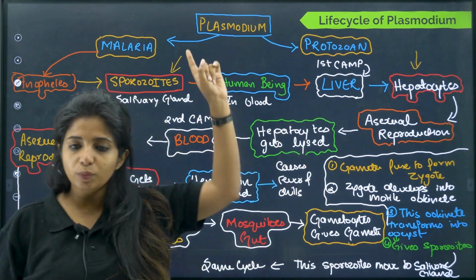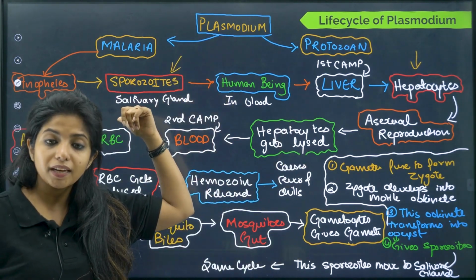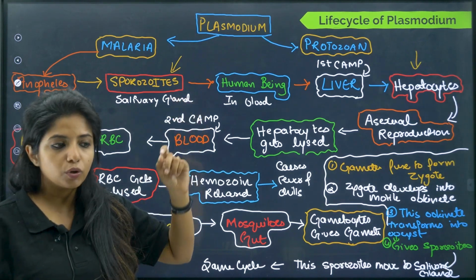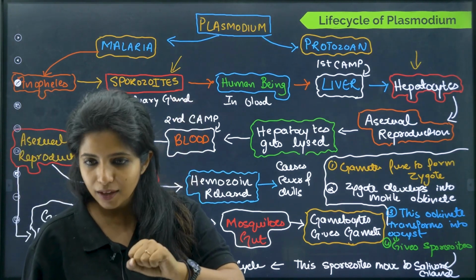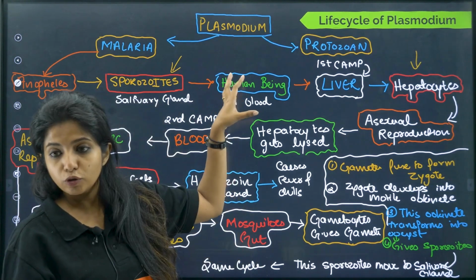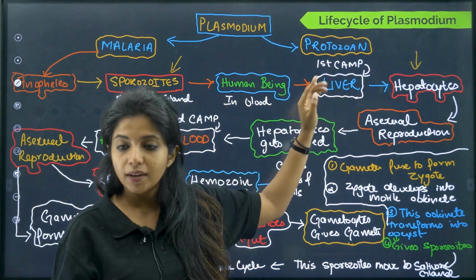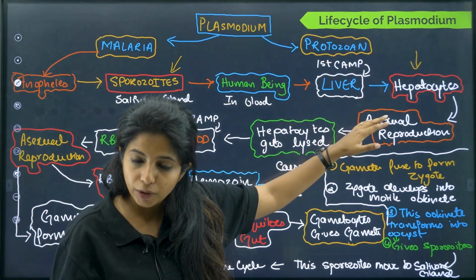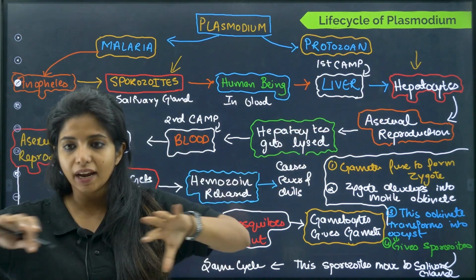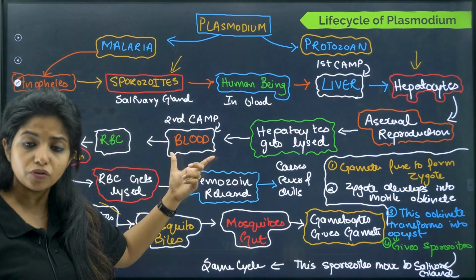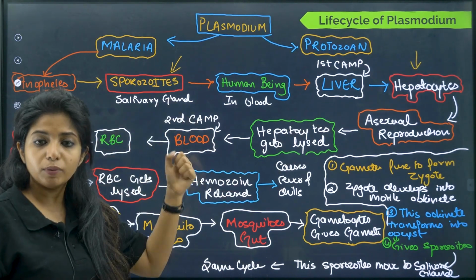I'm telling you again, Plasmodium is there in the Anopheles mosquito's salivary gland in the form of sporozoite. The sporozoite is given to the human being while the mosquito came and bit. Okay, this particular sporozoite is going to the liver, that is the first camp. In the liver, the hepatocytes or the liver cells are affected. They undergo asexual reproduction there. The hepatocytes get lysed, okay, and then what will you be having, children? Basically, all the cells will be going to the blood.